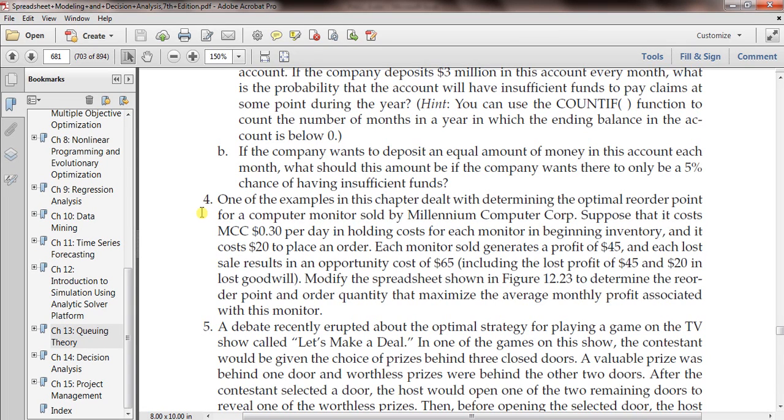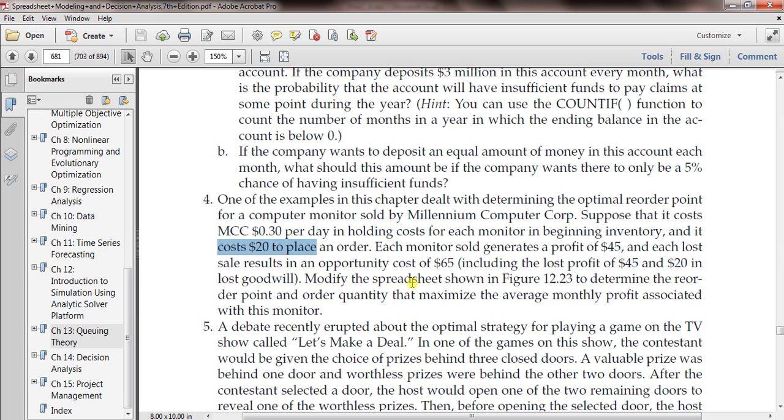This is question number 4 from chapter 12. It says, look at the example of Millennium Computer Corporation. There are different costs involved, like the holding cost, the profit of each unit sold, an opportunity loss of 65, and a cost of $20 to place an order.